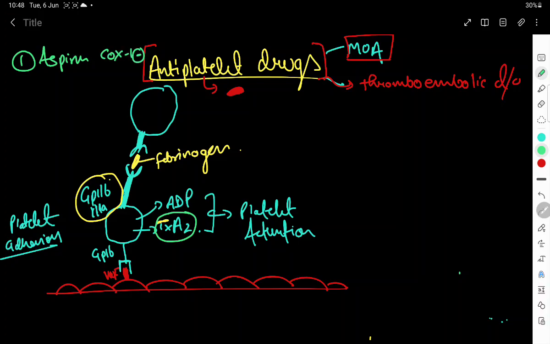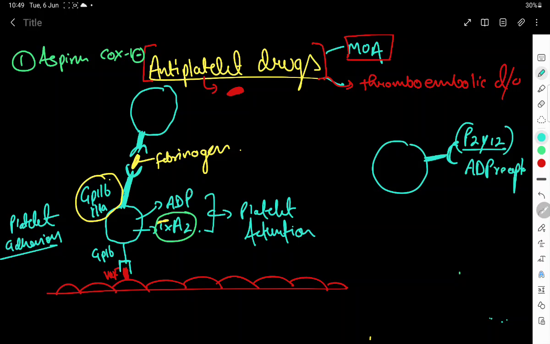The second class of drug is one we haven't discussed yet. If this is the platelet, we have one more receptor over the surface of the platelet, P2Y12, more commonly known as the ADP receptor. We knew ADP is going to be released. This ADP binds to this receptor, and this binding causes some molecules from inside to be expressed on the surface.